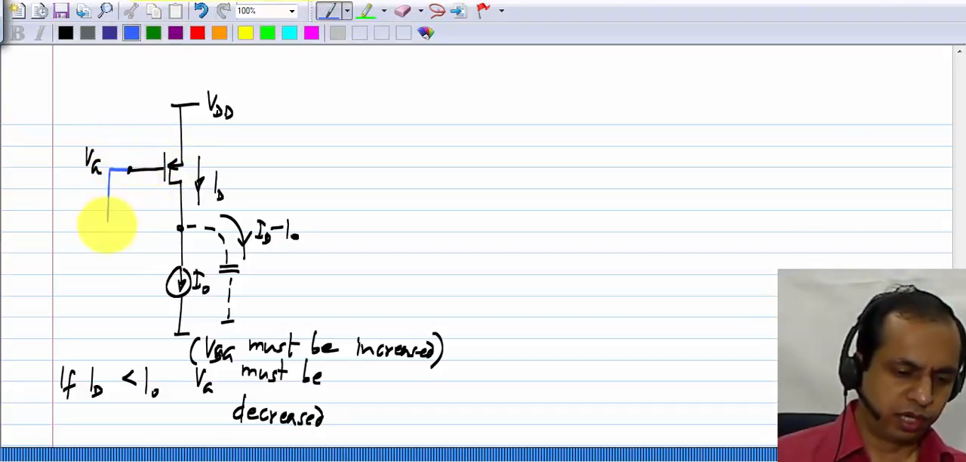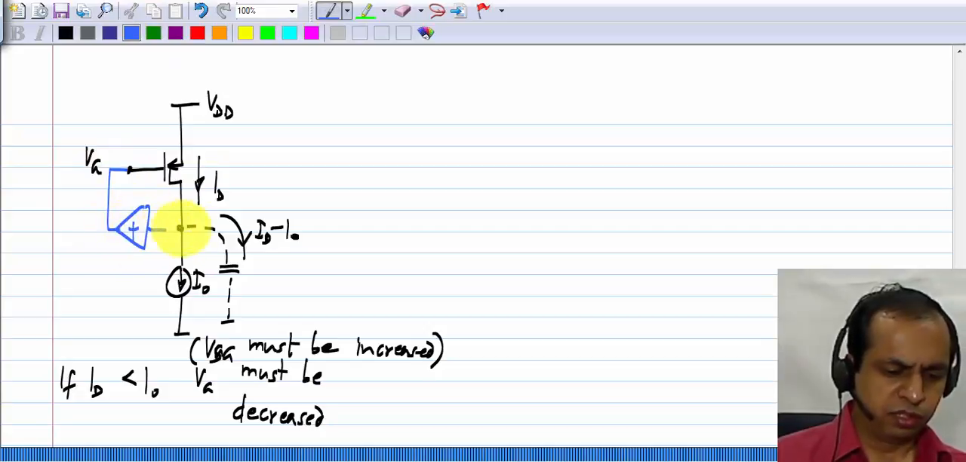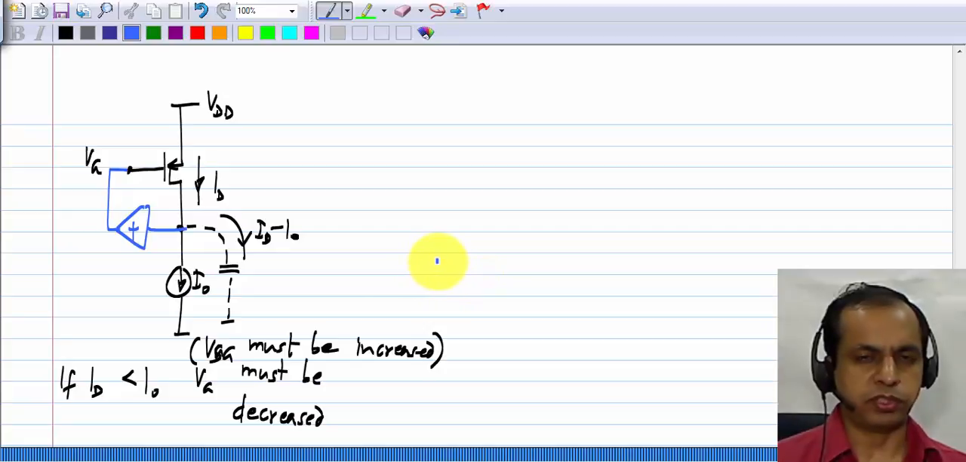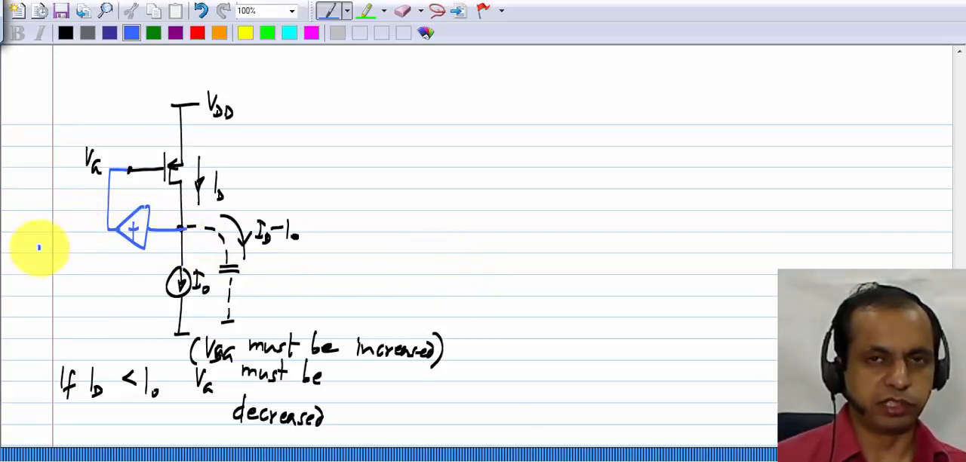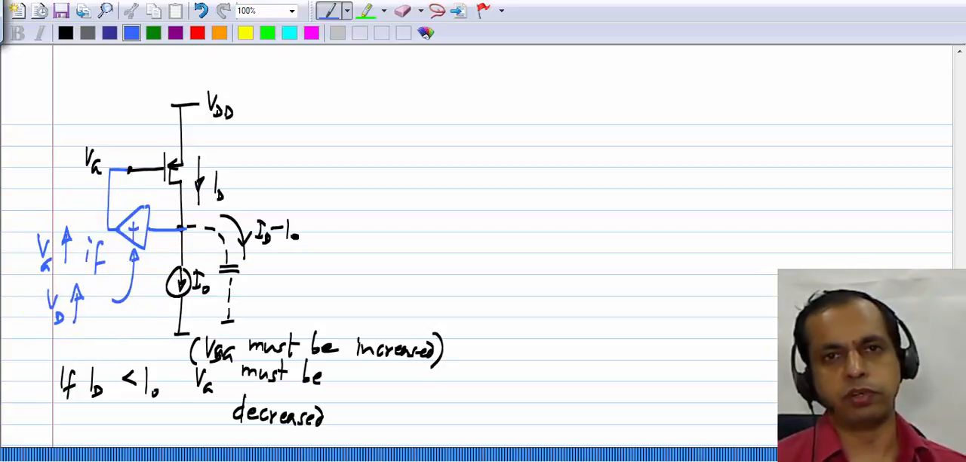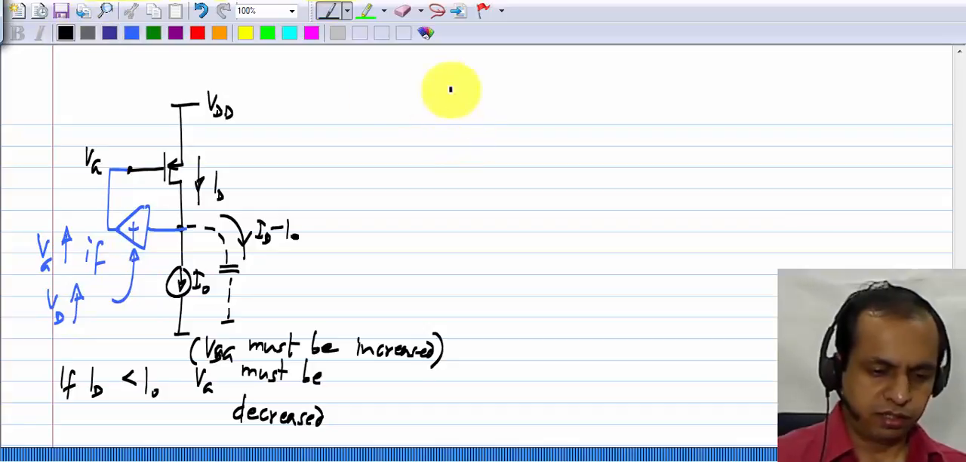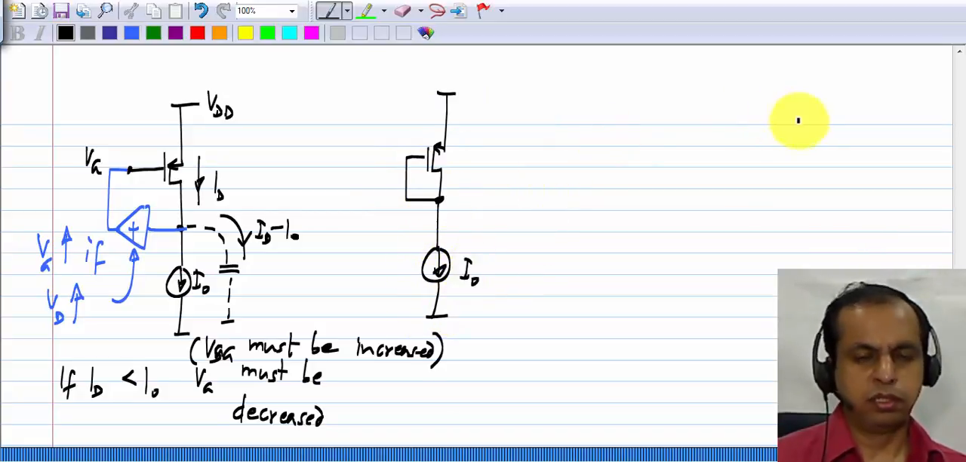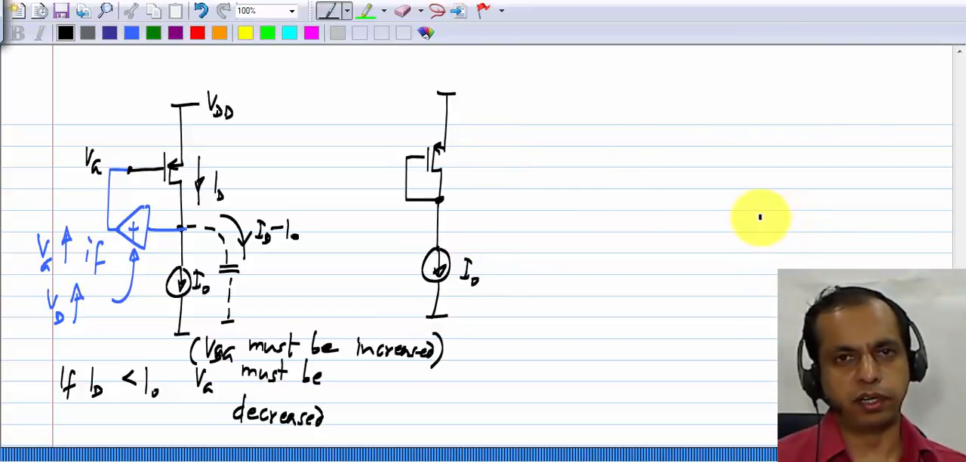So again, just like before, we have to complete the feedback through a positive incremental gain. This means that VG increases if VD increases. That's the role of this positive incremental gain. And the easiest way to do that is by connecting the drain to the gate directly.